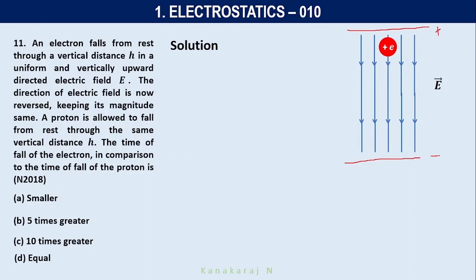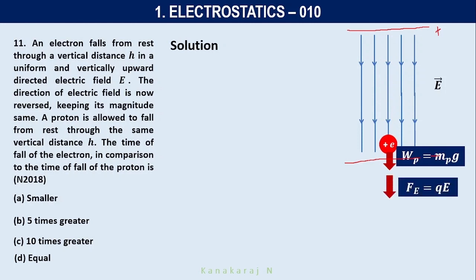So the proton moves along the electric field. Positive charge moves along the electric field. Negative charge moves against the electric field. That's what you need to understand. What are the forces? The weight of the proton is always downwards, m_p g, and the electric force Fe equals qE, where q is replaced by the positive charge +e. The same vertical distance, the same initial velocity u equals 0.